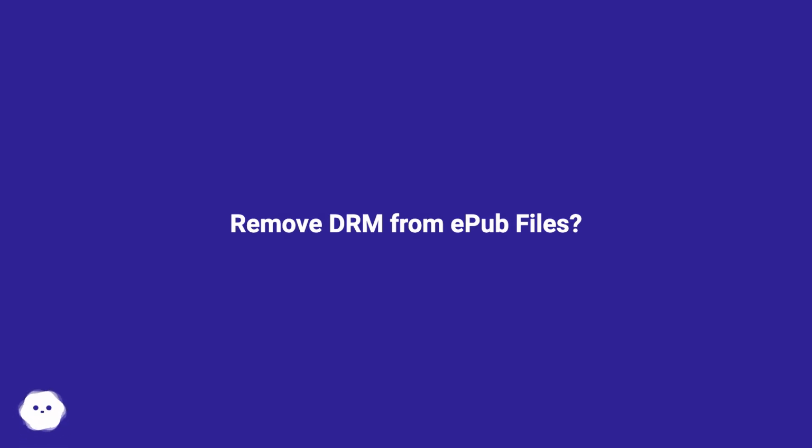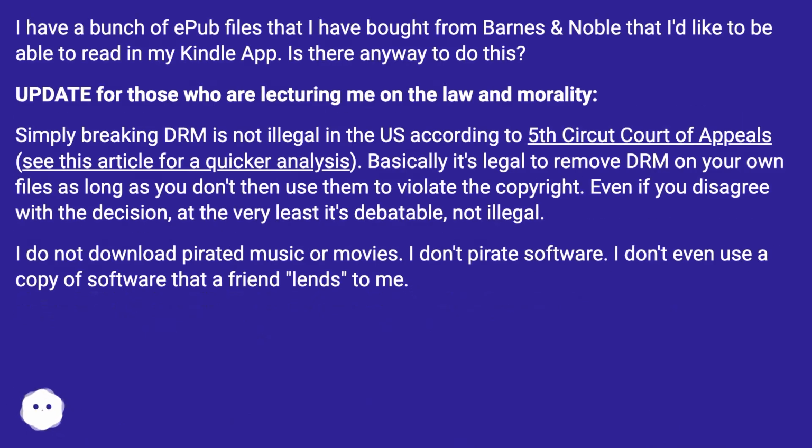Remove DRM from ePub files. I have a bunch of ePub files that I have bought from Barnes & Noble that I'd like to be able to read in my Kindle app. Is there any way to do this?